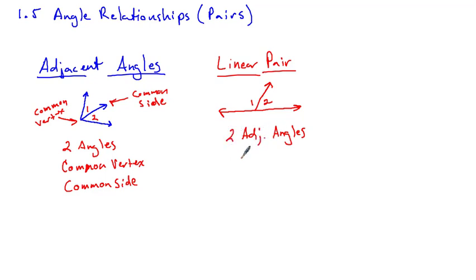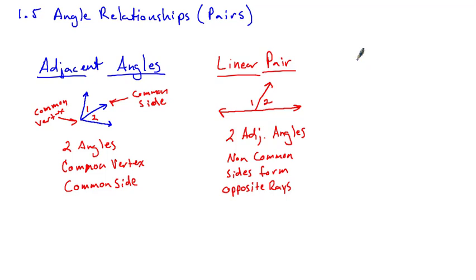2 adjacent angles, and their non-common sides form opposite rays. That is a fancy way of saying that a linear pair is 2 angles that are on a line together. Okay, so remember the picture. That's what we're looking for with a linear pair.